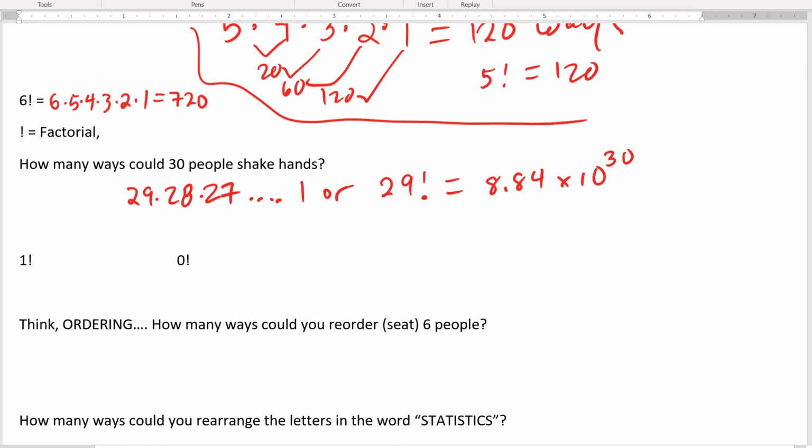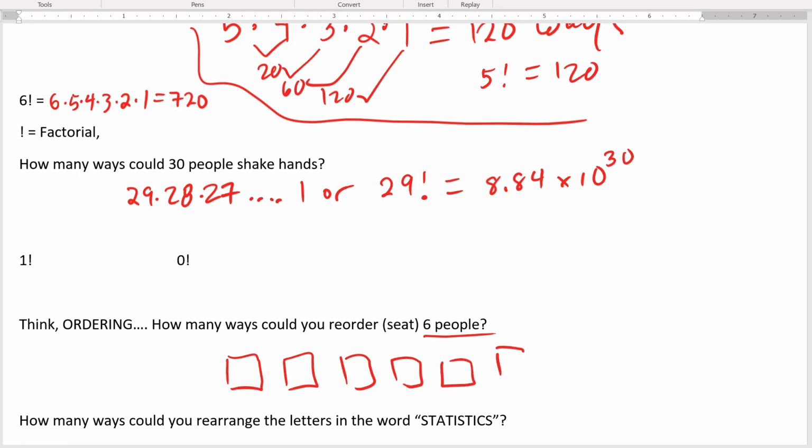But this is where we've got to be careful. What does 1 factorial mean? When we're doing factorial, it's basically another way of saying ordering. If I had 6 people, how many different ways could I put them in order? Reordering 6 people, that would be 6 seats. How many people could go in the first seat? Well, 6. How many in the second? Well, we placed one of them, so 5, 4, 3, 2, 1. We can order 6 people 720 different ways.